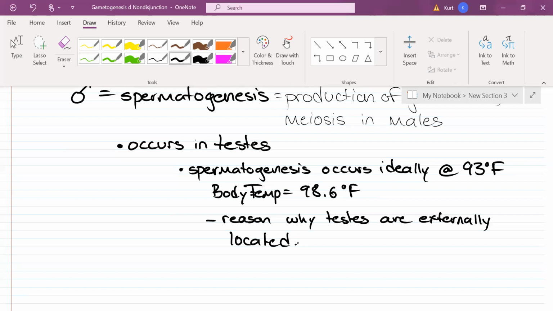100 million. Yeah, the average is about 300 to 350 million. But how many does it take to fertilize an egg? One. So at 350 million, you just need one.